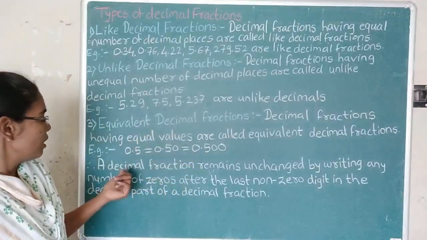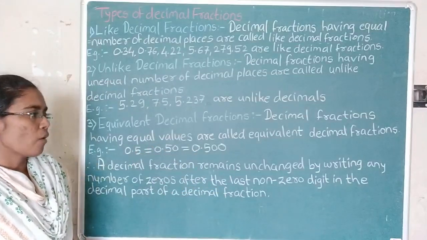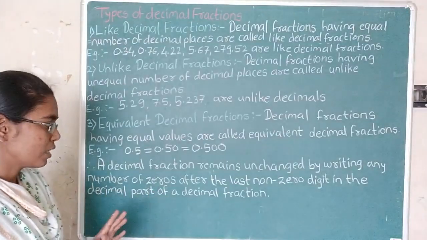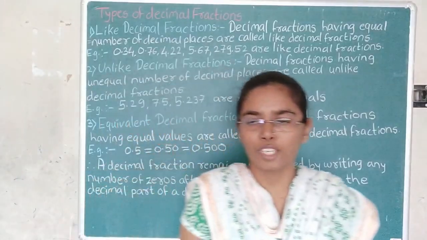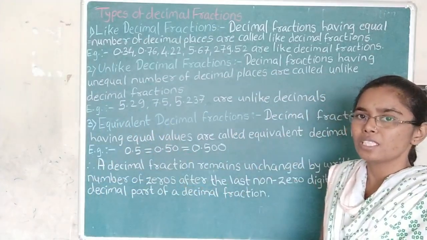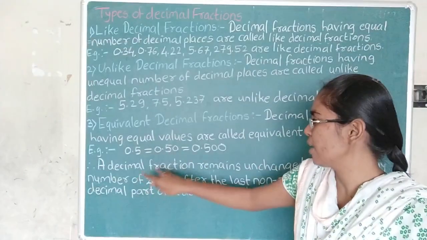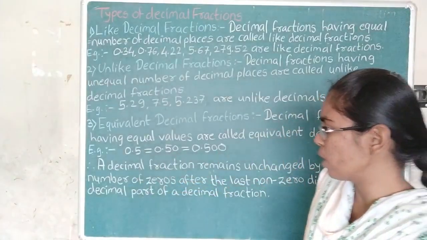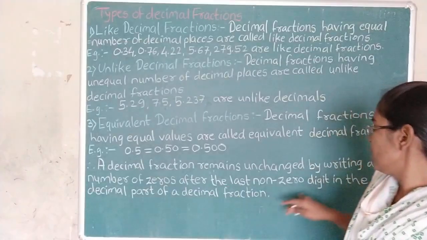From this we can say that a decimal fraction remains unchanged by writing any number of zeros after the last non-zero digit in the decimal part of the decimal fraction. A decimal fraction remains unchanged, meaning it never changes, when we write any number of zeros. Here we have written 1 zero, here 2 zeros, after that we can write 3 zeros, 4 zeros and so on, after the last non-zero digit.